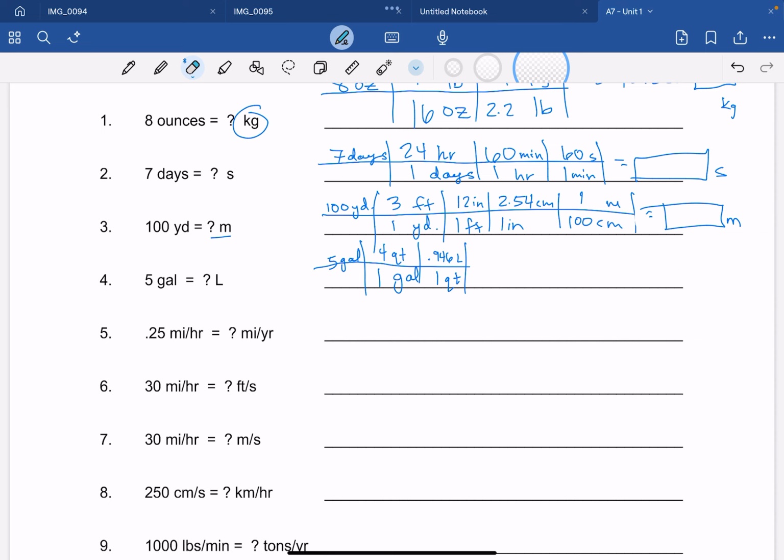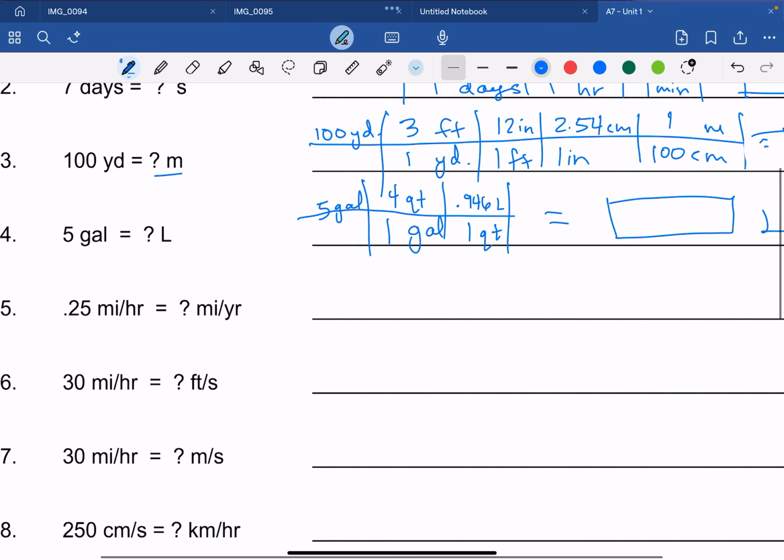So plug that in your calculator, 5 times 4 times 0.946, and you don't have to divide by anything because just 1's on the bottom. And that's going to give you a number in liters.